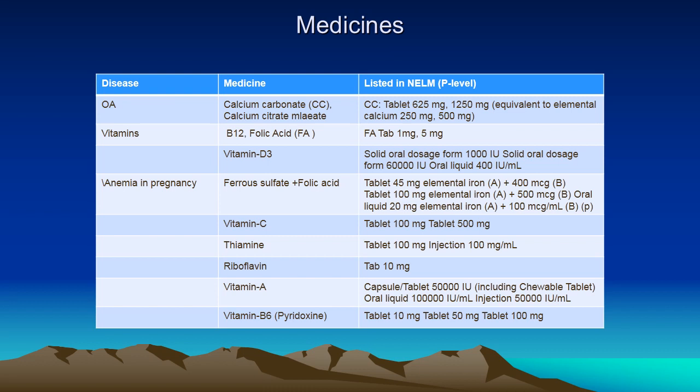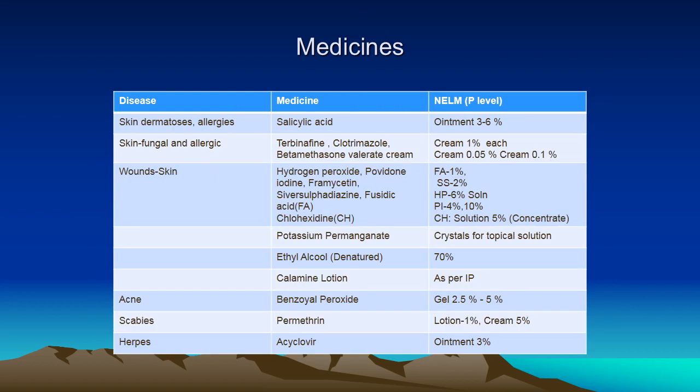For osteoarthritis, vitamins, anemia in pregnancy, all under the national program, these medicines are available in fixed dose combinations and alone also, and they can be included in the national list for local primary healthcare.